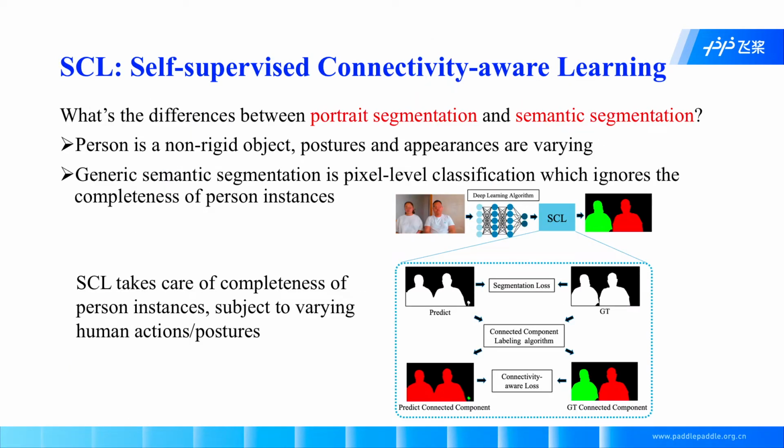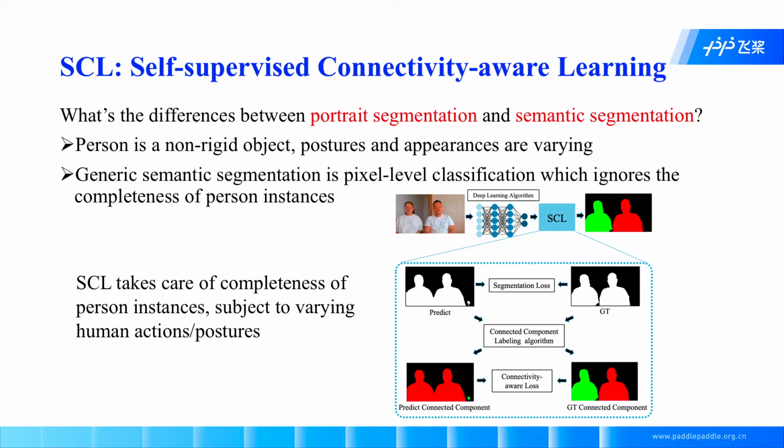Also, portrait segmentation is a subtype of semantic segmentation. It has distinct characteristics compared with other object segmentation. The person can be regarded as a non-rigid object, so that the postures and appearance are varying. In addition, generic semantic segmentation is pixel-level classification which ignores the completeness of the portrait instance.